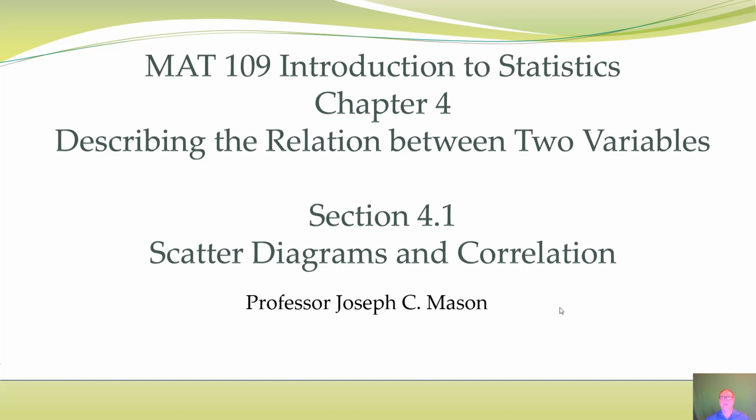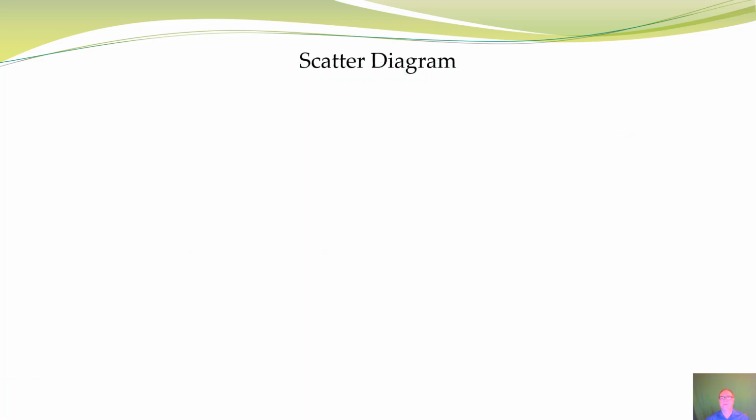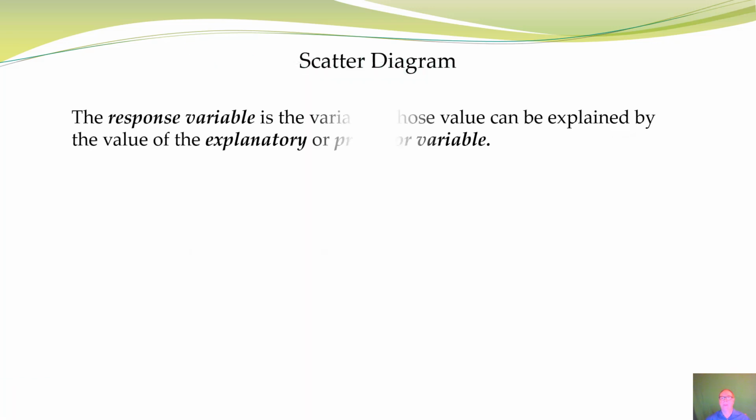Okay, Introduction to Statistics, Chapter 4, Describing the Relation Between Two Variables, Section 4.1, Scatter Diagrams and Correlation. Scatter diagram. The response variable is the variable whose value can be explained by the value of the explanatory or predictor variable. You can think of the response variable as the y and the explanatory as the x from algebra.